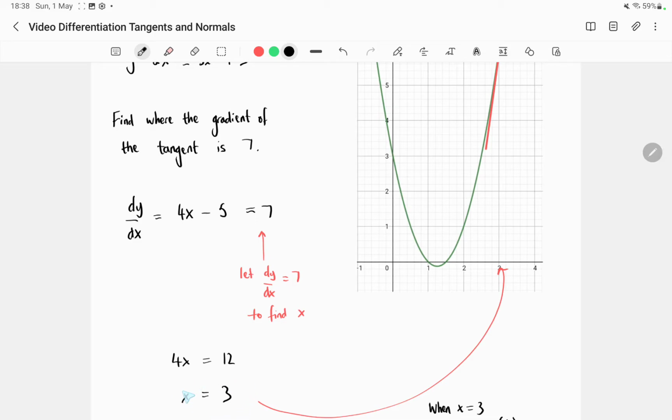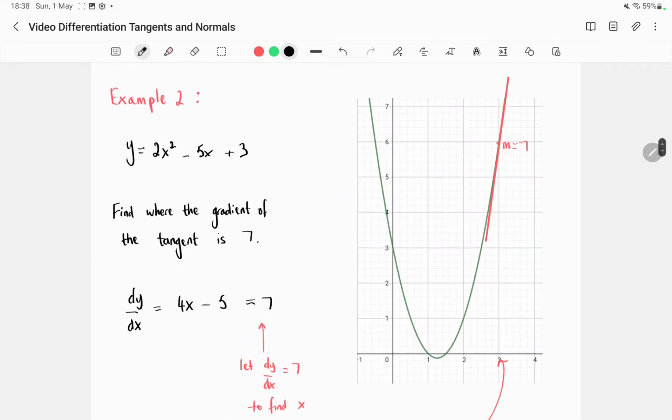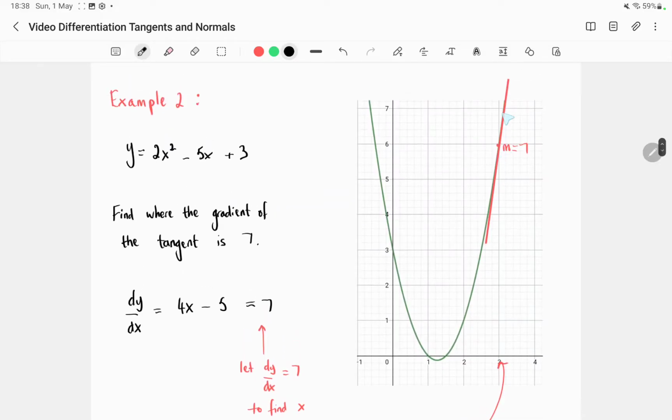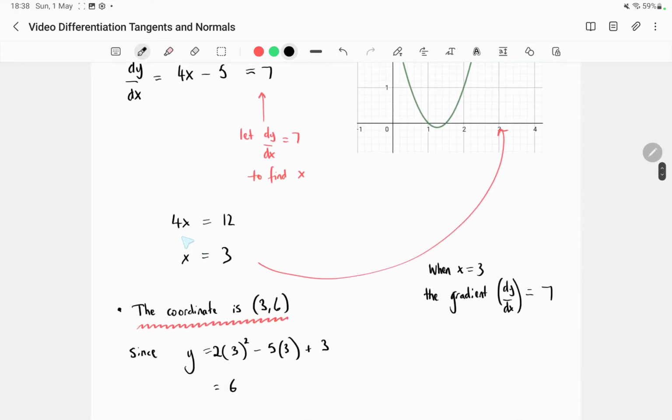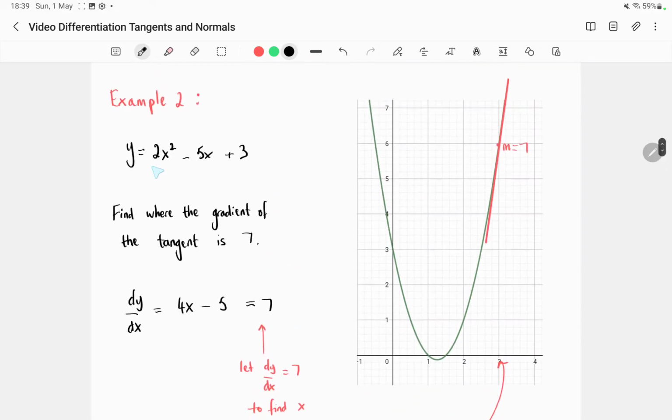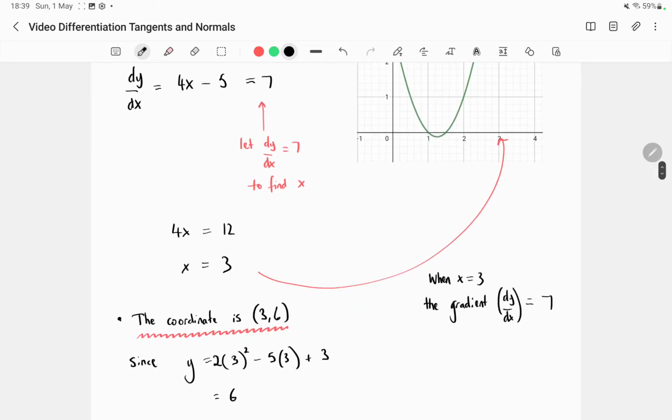What that means is, whenever x is equal to 3, that corresponding coordinate, the tangent at that point, gives a gradient of 7. So the actual coordinate then, the x value is 3. To figure out what the y value is, we plug our x value of 3 into our original curve. That is the original equation of the curve, 2x squared minus 5x plus 3. So the final answer is 3, 6.